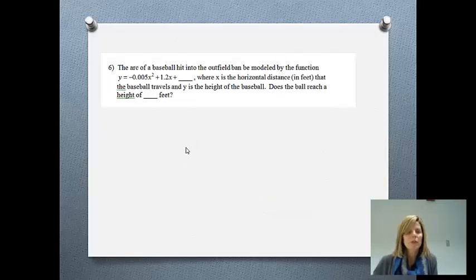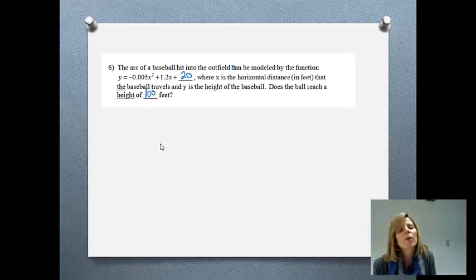Right, let's try one more example where it's actually a real-life situation. The arc of a baseball hit into the outfield can be modeled by the function y equals negative 0.005x squared plus 1.2x plus 20, where x is the horizontal distance in feet that the baseball travels and y is the height of the baseball. Does the ball reach a height of 100 feet?